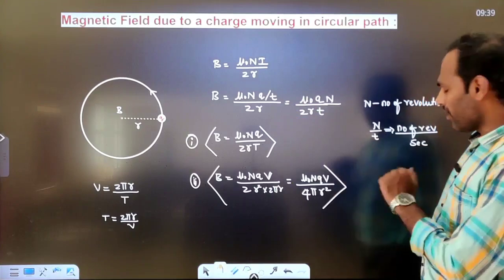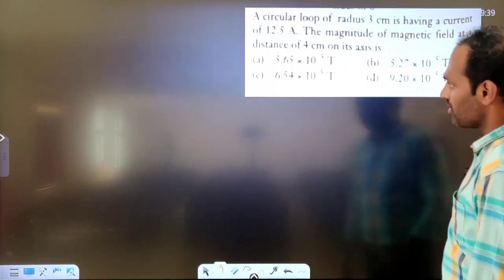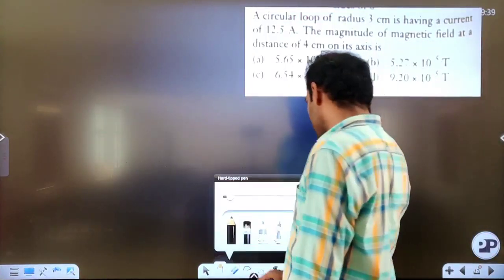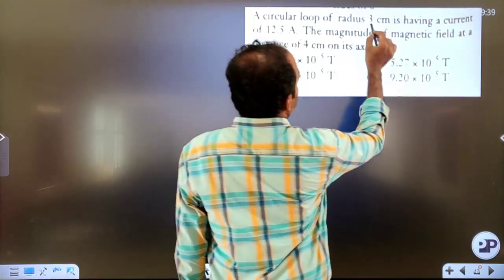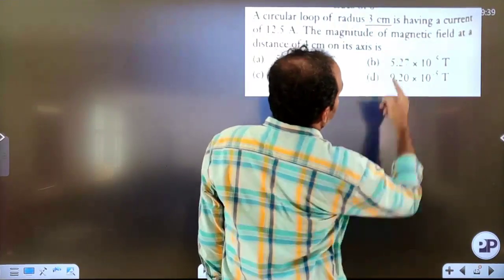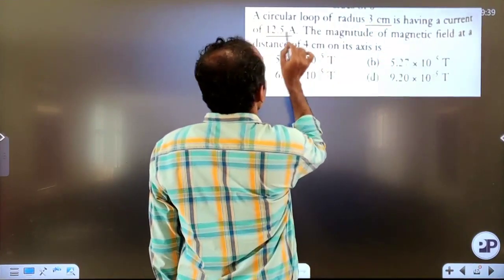Next we'll go for MCQs on these concepts. Okay, the first question is: a circular loop of radius 3 cm is having a current of 12.5 ampere.